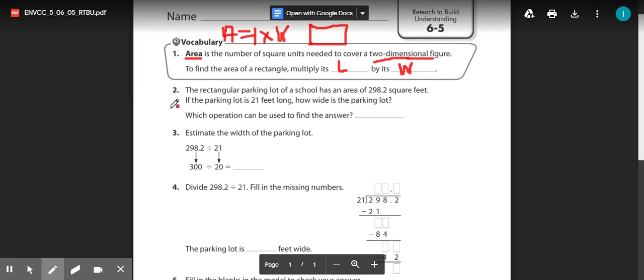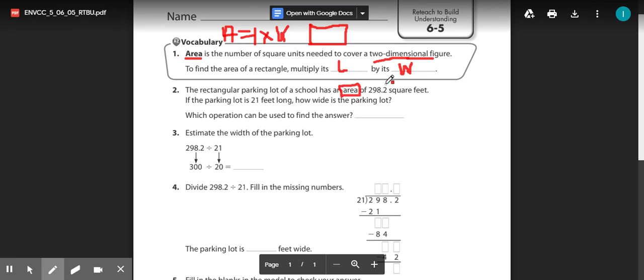So number 2, the rectangular parking lot of a school has an area of 298.2 square feet. If the parking lot is 21 feet long, how wide is the parking lot? So what do we know, right? Use our cube strategy. They're giving us two different units, 298.2 and 21. So I want you to also think about your area formula, right? Does it give us the area? It's giving us the area.